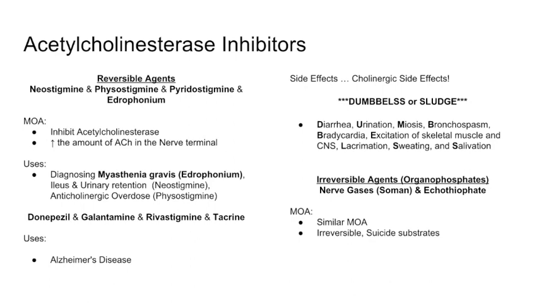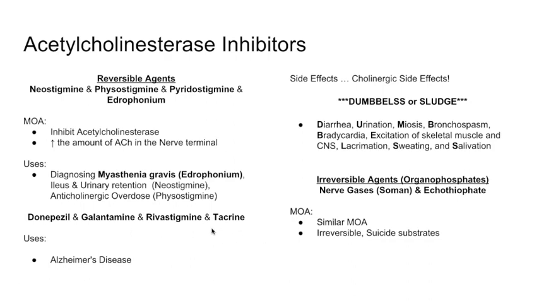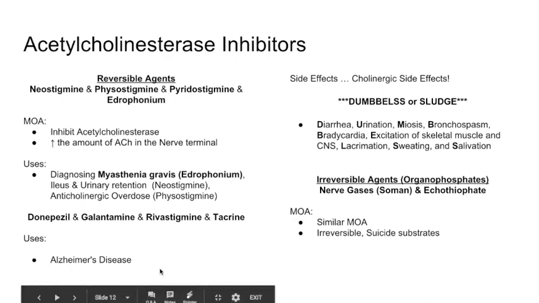So those are the traditional anticholinesterase inhibitors that you'll see used. We also have a few newer agents, donepezil, galantamine, rivastigmine, and tacrine, with the same mechanism of action, but these are all used for Alzheimer's disease. So you just want to associate these with Alzheimer's, specifically donepezil. Donepezil is the one you'll see the most. It's the same mechanism, but it's only used for Alzheimer's disease.